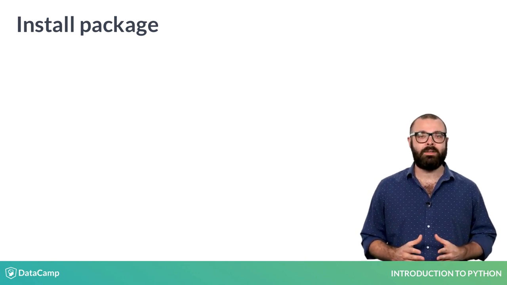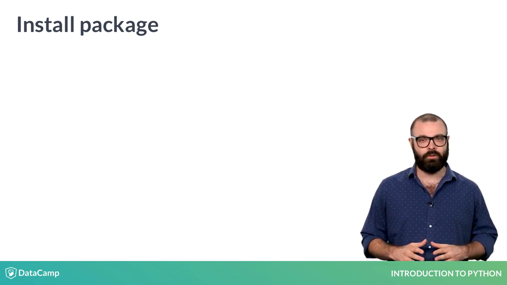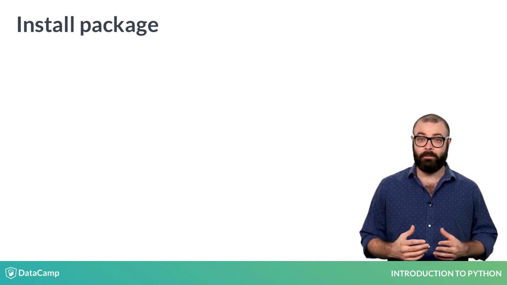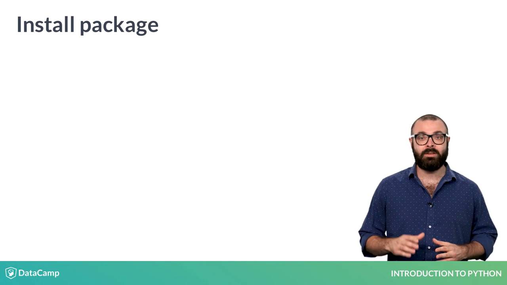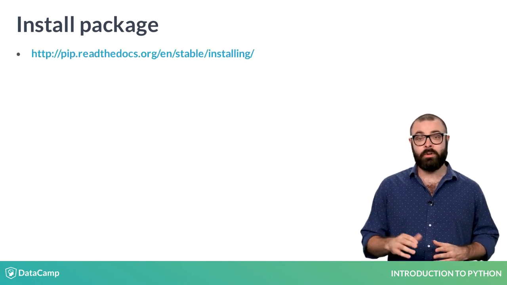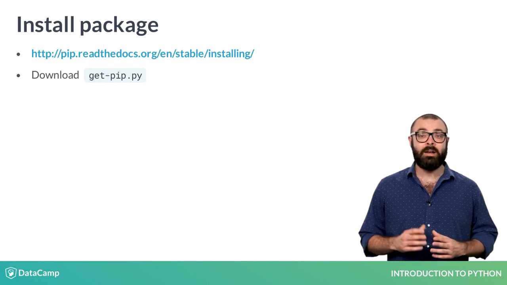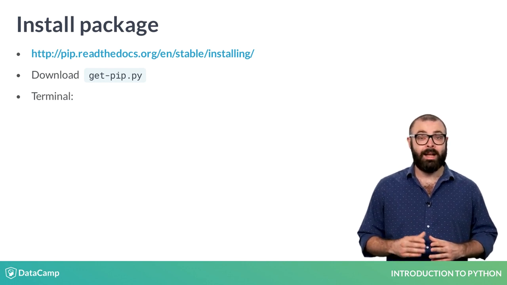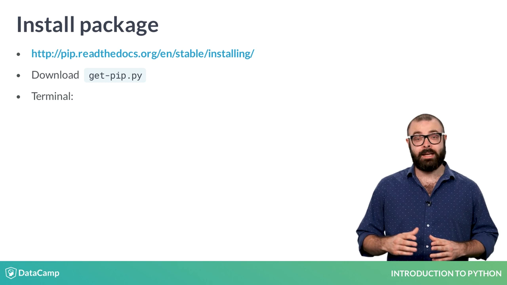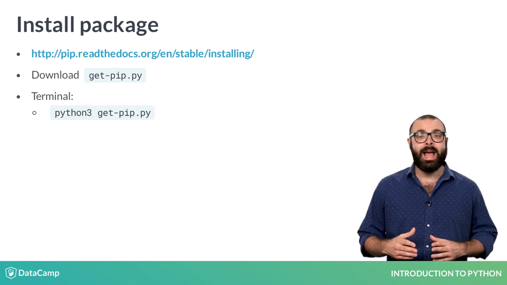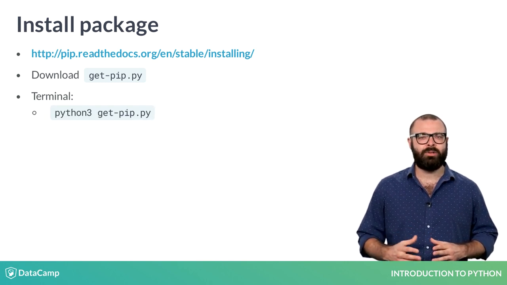DataCamp already has all necessary packages installed for you, but if you want to install them on your own system, you can use pip, for example, a package maintenance system for Python. If you go to this URL, you can download the file get-pip.py. Next, you go to the terminal and execute python3 get-pip.py. Now you can use pip to actually install a Python package of your choosing.